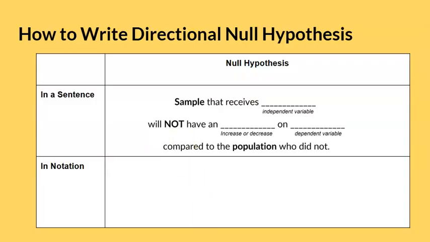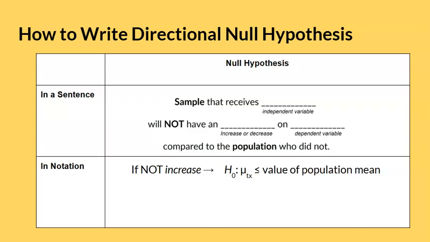For notation, the null hypothesis will reflect that there was not the predicted decrease or increase. In fact, it'll be the opposite of the prediction. For a directional null hypothesis, there will be two options. The first notation is predicting that there will not be an increase.